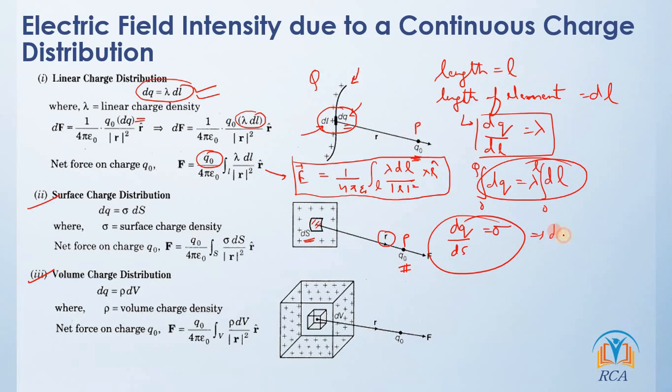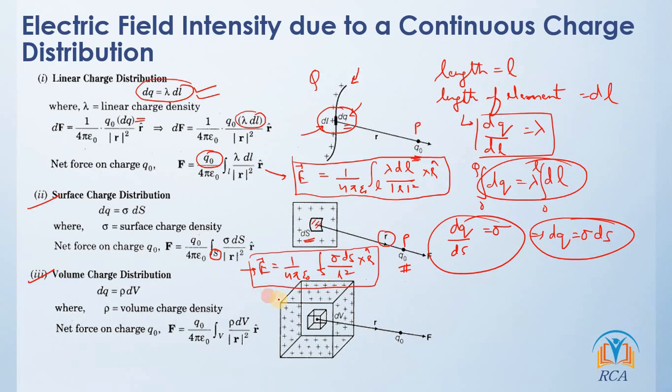Then dq will be equal to what? dq will be equal to sigma ds. This is going to be the small charge present over that given area. Then the net force is going to be what? Q0 upon 4 pi epsilon naught, integral of sigma ds upon r square into r cap, where it's going to be integrated over the entire surface now. And obviously the electric field intensity will be what? Electric field intensity will be 1 upon 4 pi epsilon naught integral of surface with sigma ds upon r square into r cap. Obviously the Q0 will not be there, right? And this will give you the electric field intensity due to that particular area.